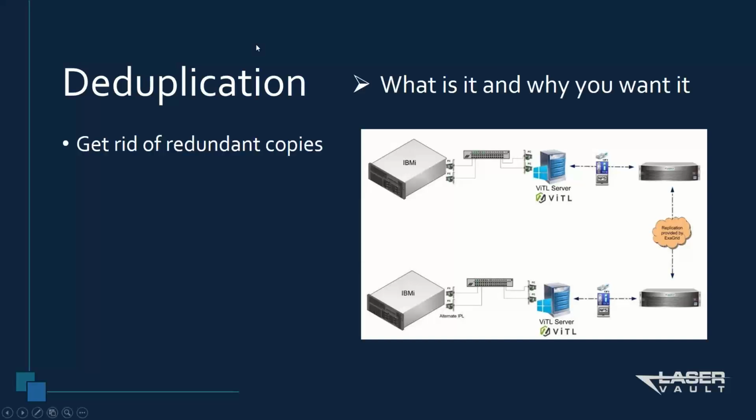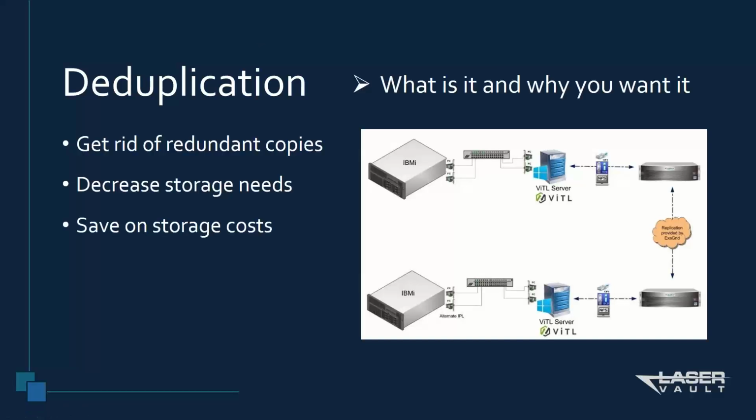Data deduplication. What is it and why would you want it? Well, getting rid of redundant copies greatly reduces the amount of disk storage you need for your backups. I will give you a conservative reduction of the data at 10 to 1, and it could be as high as 40 or 50 to 1. So this is going to decrease storage needs and storage costs.